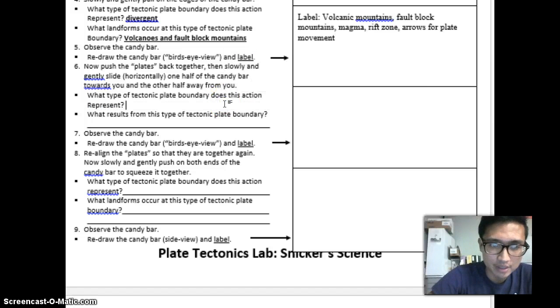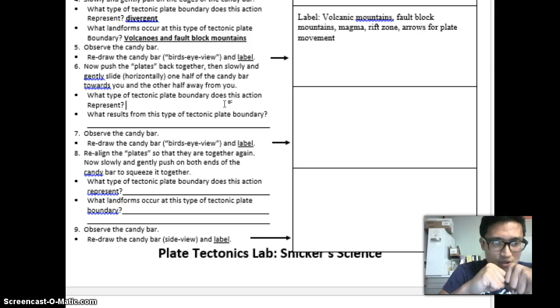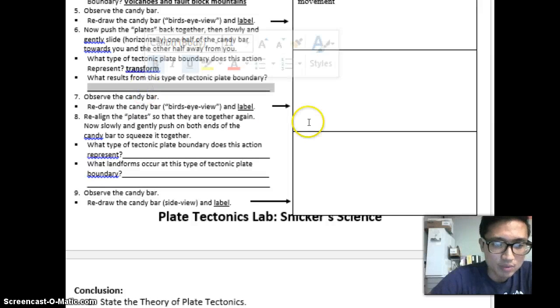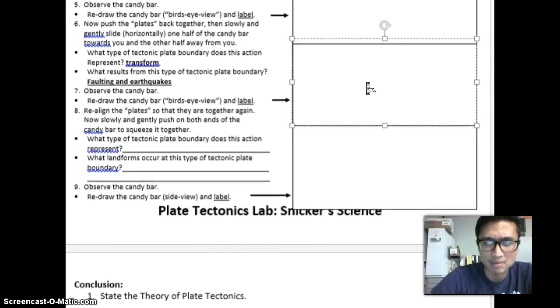Now we see here on one of the first questions for number 6, okay? When we're pushing the plates, our Snickers bars, back together, slowly and gently, horizontally, one half of the candy bar towards you, and the other half away from you, okay? What did this create? If one was going away from you and one was going towards you, this should be a transform, okay? What this creates is faulting and earthquakes. Kind of like San Andreas, right? What we were talking about before.